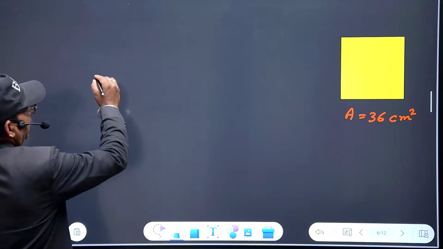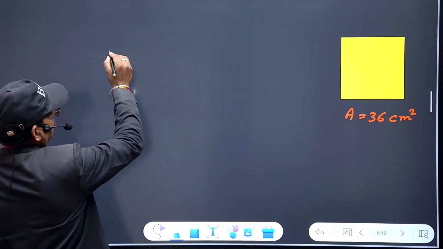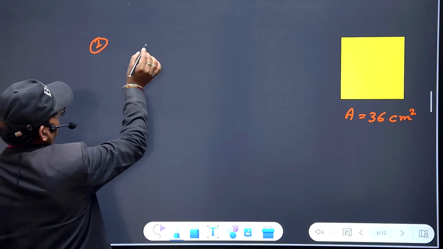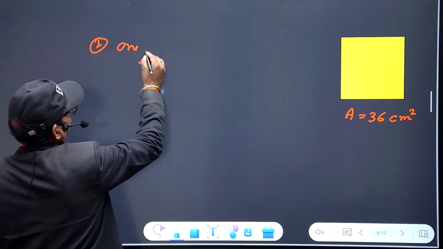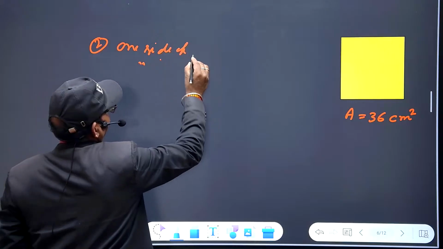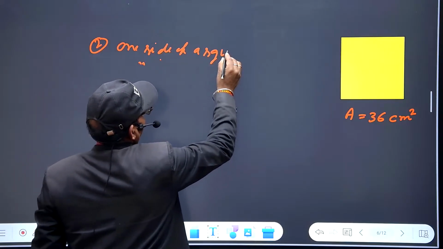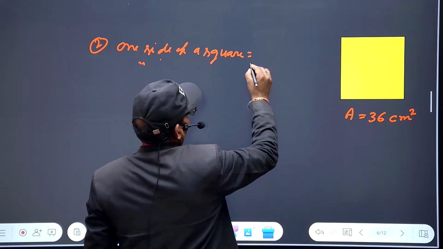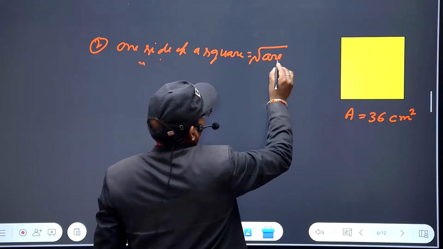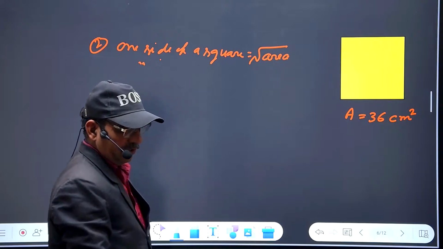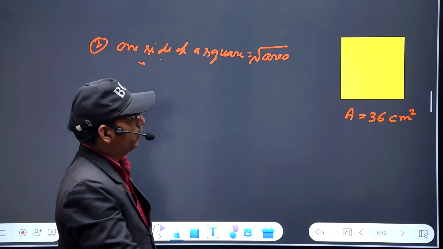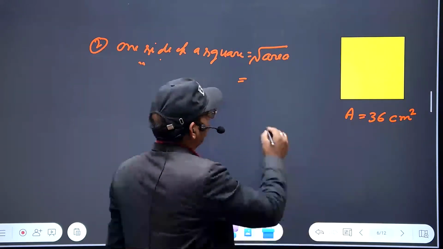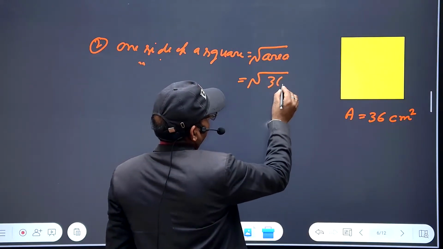So here you will use the formula. Area is given, so one side of a square is equal to, क्या होगा फॉर्मूला? Under root area. Under root area. Is it clear? So write, what is the area? 36. So we'll write here 36.